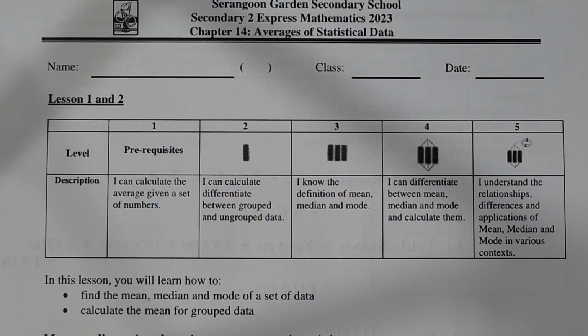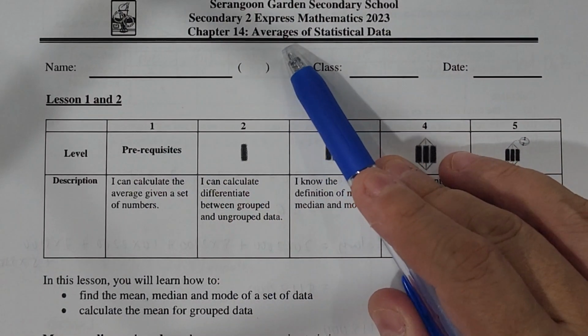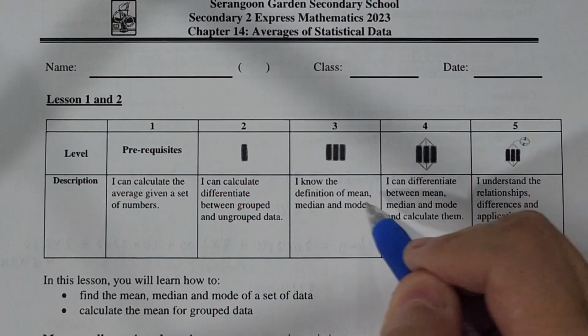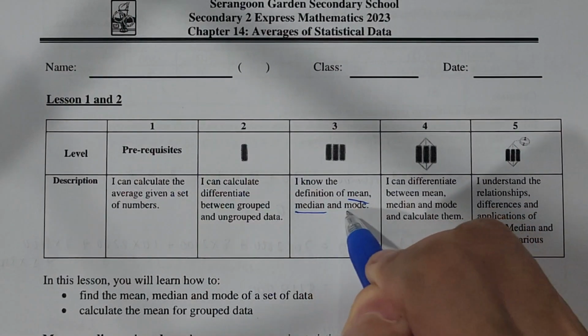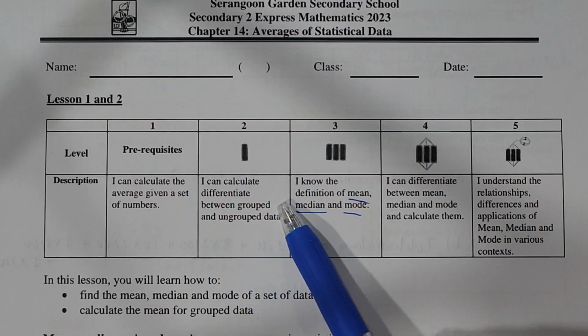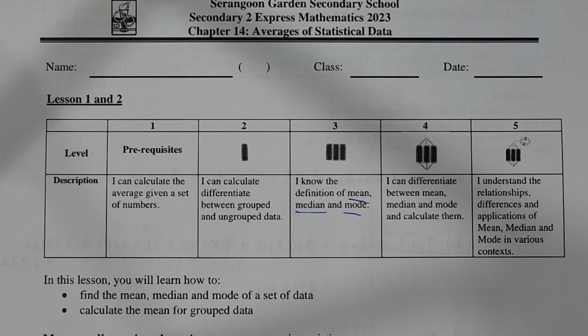It is on averages. I'm sure everyone has heard of this word before in primary school: finding the average, right? In secondary school, when you see the average, it actually means there are three different types of averages: mainly mean, median, and mode. In this chapter, we also talk about grouped data and ungrouped data. These are the two main things to look out for this chapter.